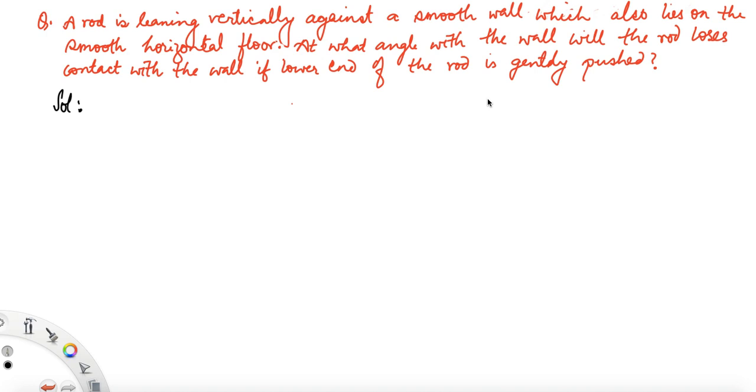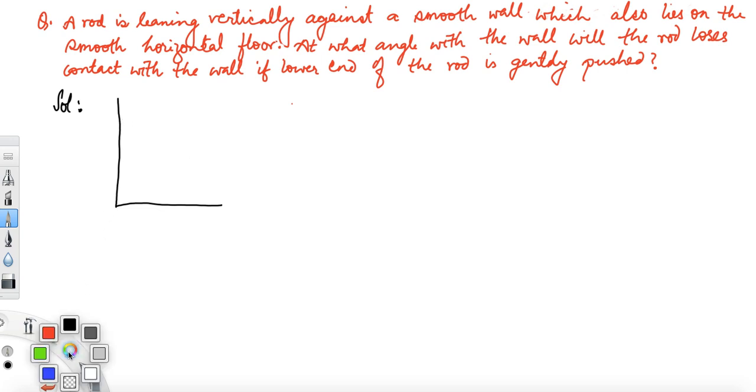This is a beautiful question from rotation. It says a rod is leaning vertically against a smooth wall, which also lies on the smooth horizontal floor. So here is the diagram. Initially, the rod is lying straight against this vertical wall.